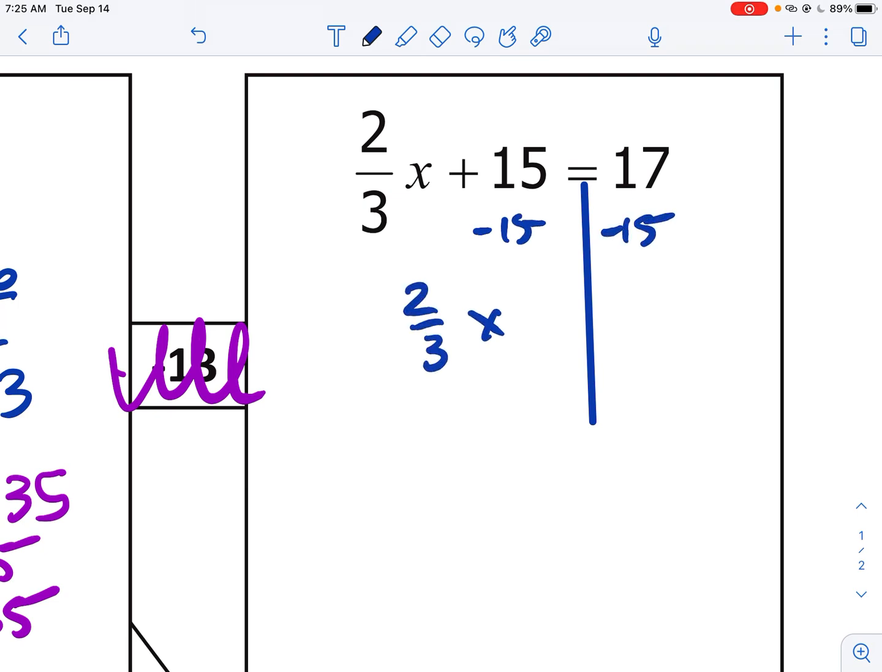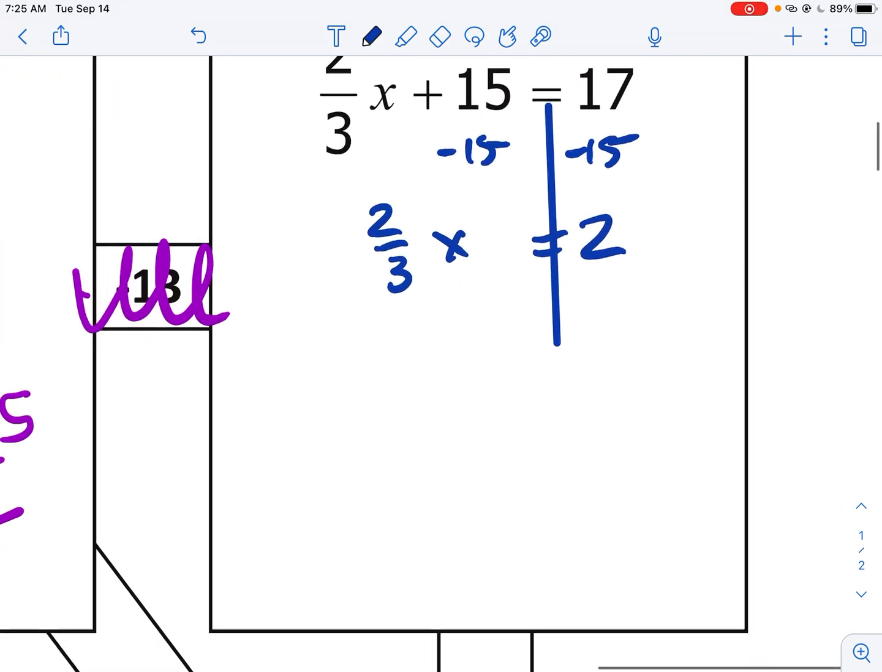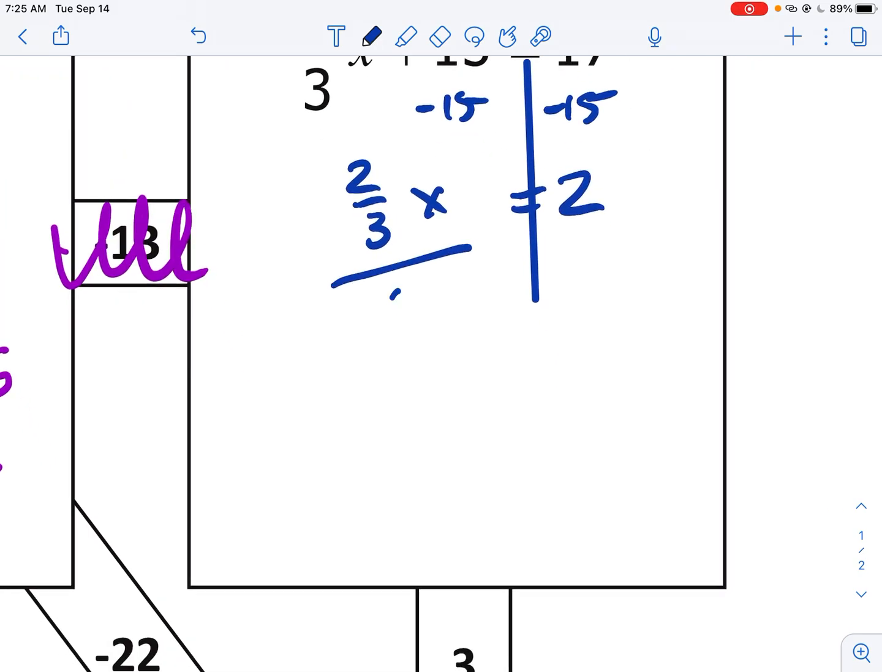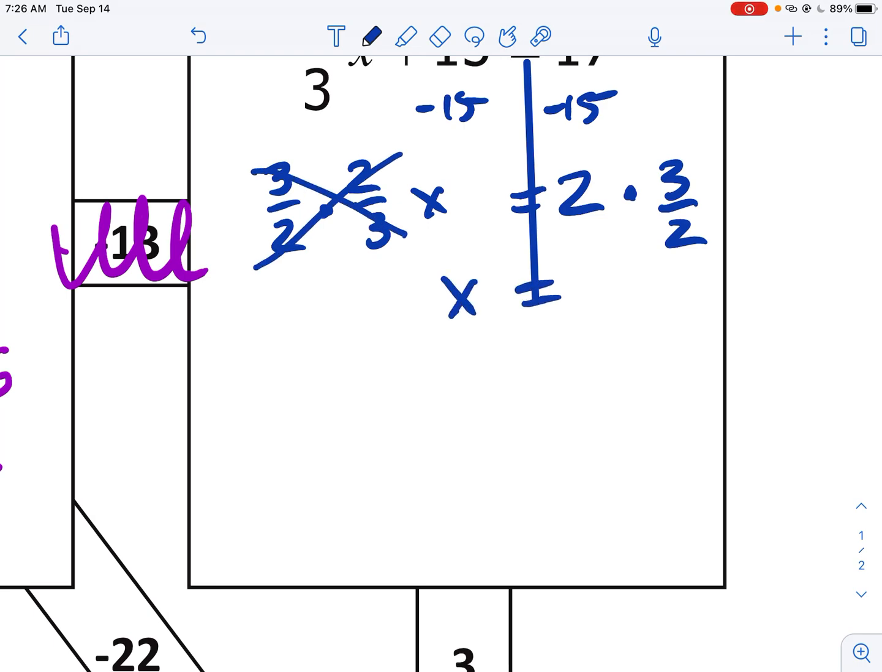Right here. So I subtract 15 from both sides of the equal sign. I get 2/3 x equals 2. Uh-oh. Again, we can't divide by a fraction. That makes absolutely no sense whatsoever. So we have to multiply by its reciprocal. So I'm going to multiply by 3 over 2. Remember, we cannot divide by a fraction. We must multiply by its reciprocal.